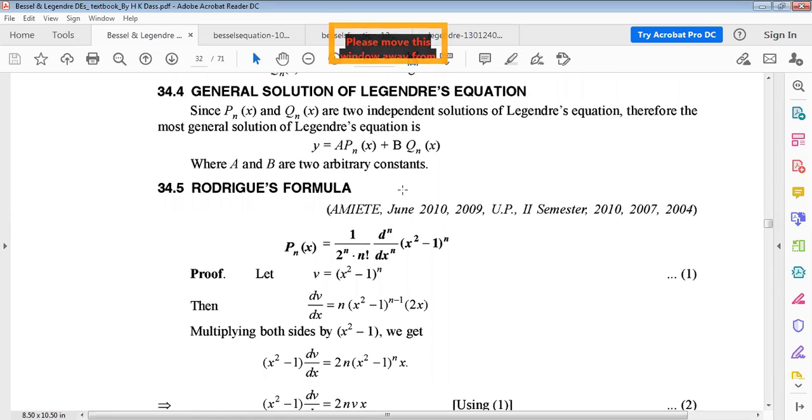Now the Rodrigues formula for the Legendre polynomial. We have to prove this: Pn x equals 1 by 2 to the power n, n factorial, times the n-th differentiation of (x square minus 1) to the power n.